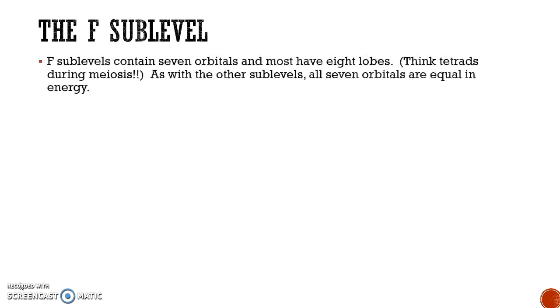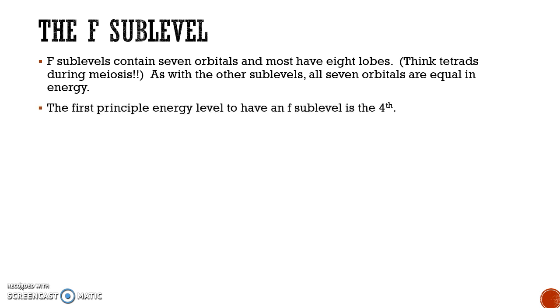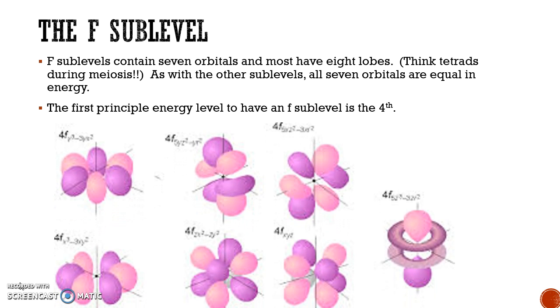What do you think the F's come in? Well, hopefully you guessed correctly. Let's see what the answer was. The F sublevel comes in 7 orbitals and has 8 lobes. Right, that was the right answer. The first principal energy level that has an F is the 4th energy level. So there are no F orbitals in energy level 1, 2, or 3. And here's what they look like. Although it's hard to see in these pictures, you can see more in this picture that there are 8 lobes. So kind of some funny shapes to them.